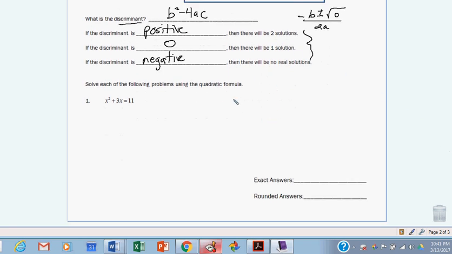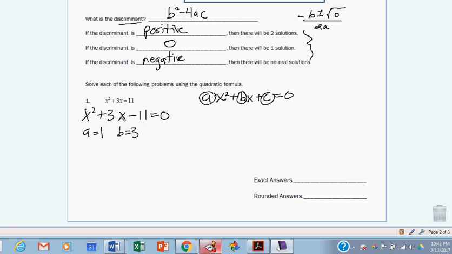Okay, so here's the deal. Here's how I have you do problems. The first thing I'm going to do is I'm going to have you get it set up like this, because all problems have to be in what we call ax squared plus bx plus c equals 0 form. We got to get it all set up there. But my a is in front, my b is in front, and then my c is here. So I just pull those values off of here. So clearly we can see that my a value is 1 because it's right up here. My b value is 3 because that's in front of the x. And then my c is negative 11.